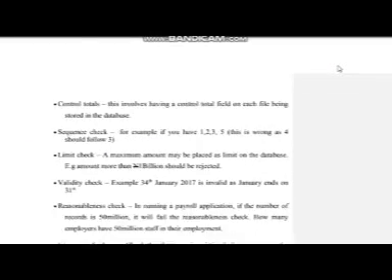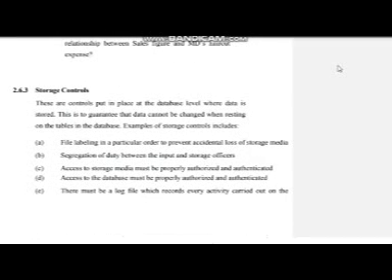Storage control. These are controls put in place at the database level where data is stored. This is to guarantee that data cannot be changed when resting on the table in a database. Examples of storage control include file labeling in a particular order, preventing accidental loss of storage media, segregation of duty between input and storage officer. So you can write C, D and E also.